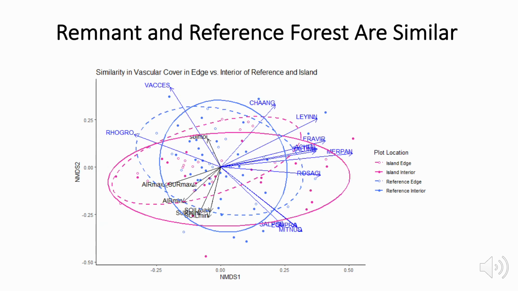All right, and then I looked at the similarity in vegetation communities between islands and reference sites, and these looked pretty similar. I didn't see any obvious trends in terms of temperature associations with either one or with certain plant species. It did seem like the island edge, which is the pink dashed line, was the most different from the island interior. But reference edges and reference interiors were pretty similar.